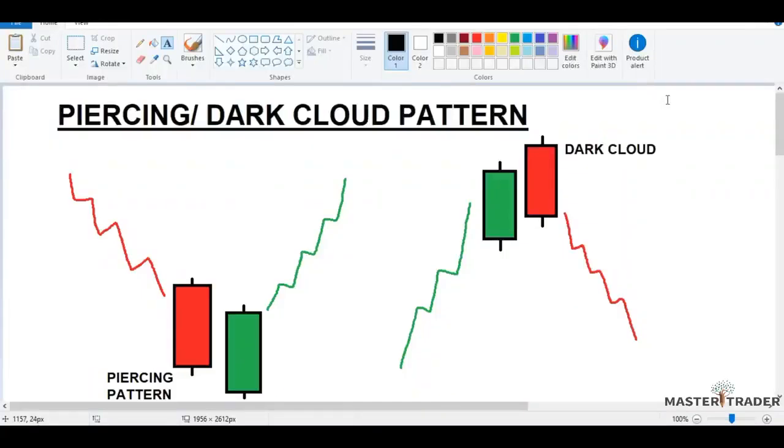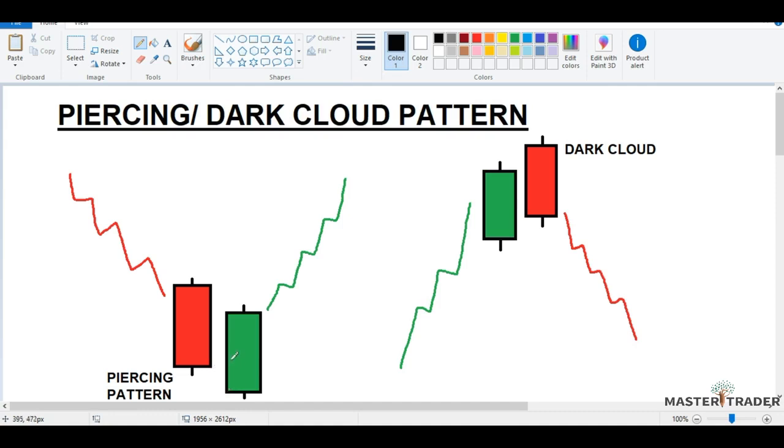All right, guys. So another interesting pattern is known as the piercing pattern and the dark cloud pattern. As you can see, and as what I've drawn here, the piercing pattern occurs in a downtrend when price is going down, and you see this at the bottom of the trend. Basically, you'll see a red candle like this, followed by a green candle that gaps down below the closing of the previous candle. You see a gap down the next day, right?